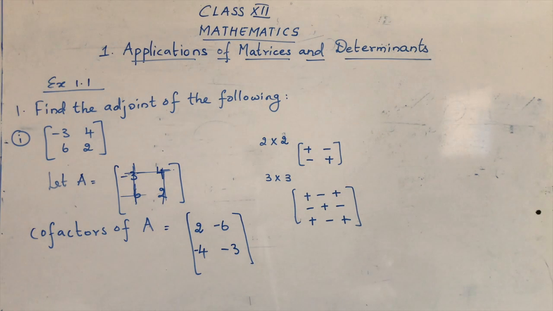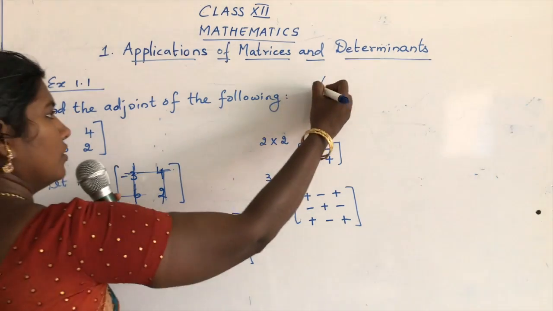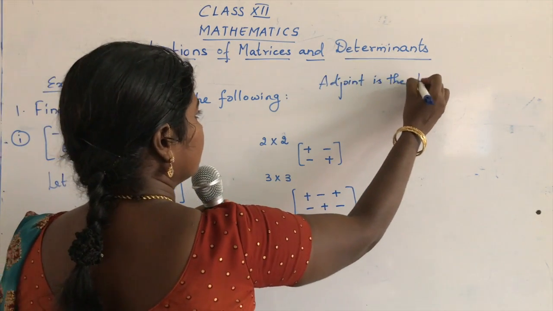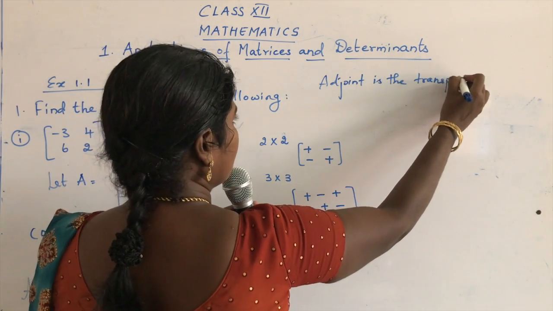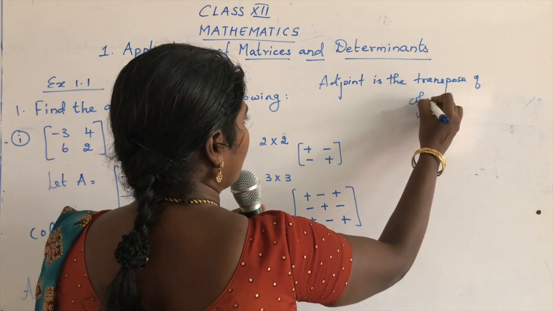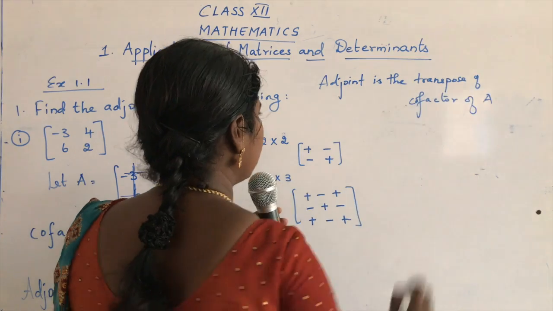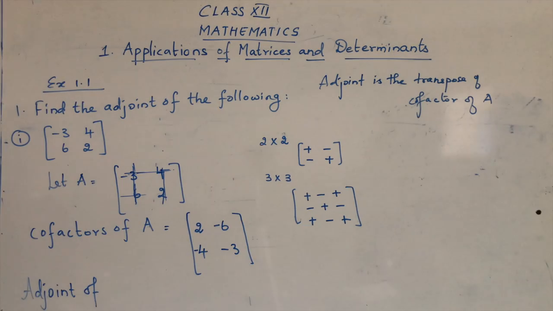Now the next thing we are going to do is find the adjoint. Adjoint is nothing but the transpose of cofactors of A. Are you getting the definition of adjoint? What is adjoint? Adjoint is the transpose of cofactors of the given matrix. So here we have the matrix A. So let's find adjoint of A.